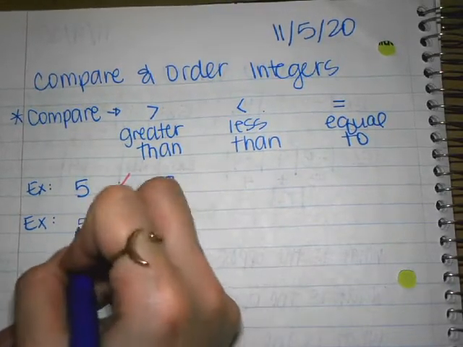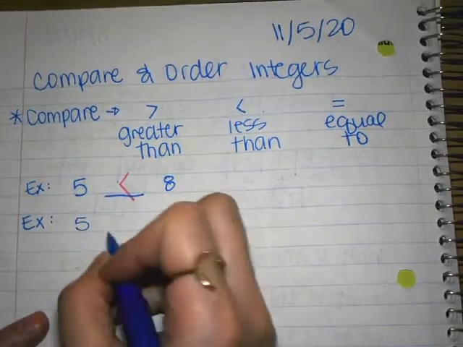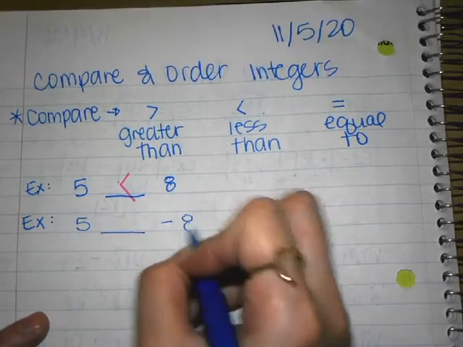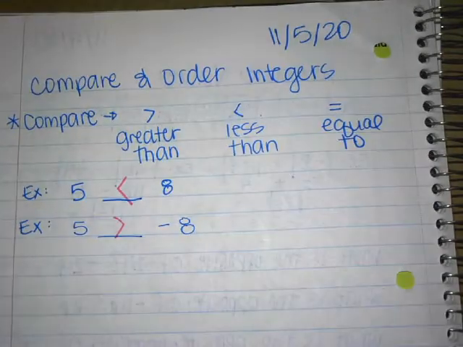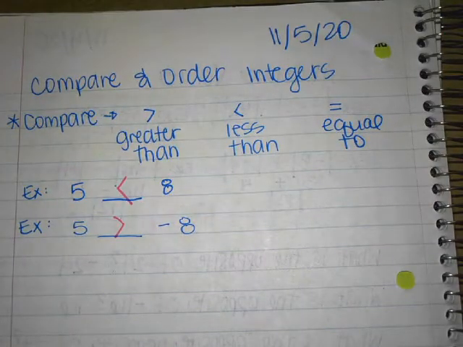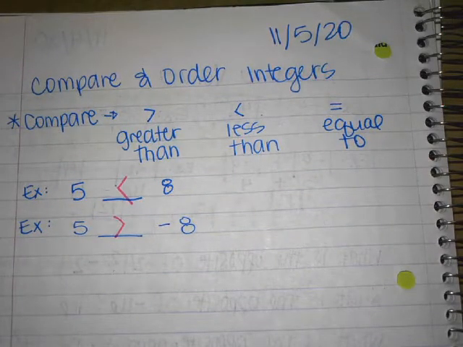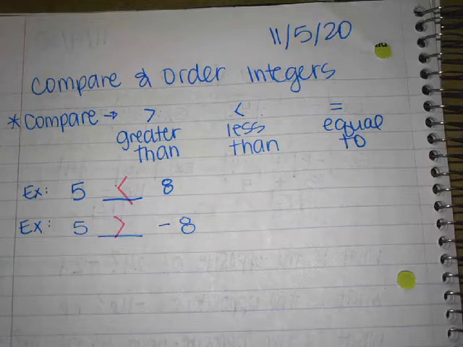So let's say I still have a positive 5, but this time I'm comparing it to a negative 8. Raise your hand if you know whether that one's greater than, less than, or equal to. What is it, everyone? Greater than. Good. It is greater than because 5 is greater than a negative 8. Positive numbers are always greater than negative numbers. Always. Questions on that?